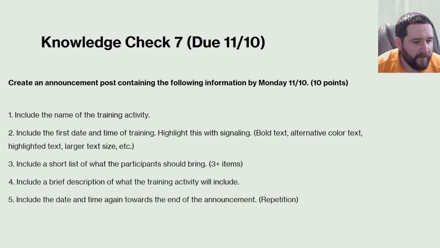And finally, number 5, I'd like you to include the date and time again towards the end of the announcement. Okay, so utilizing that repetition. The date and time, probably the most important thing in an announcement. So I want to see you signaling with it, and I want to see you repeat it. It's so important. Okay, so pretty standard assignment here.